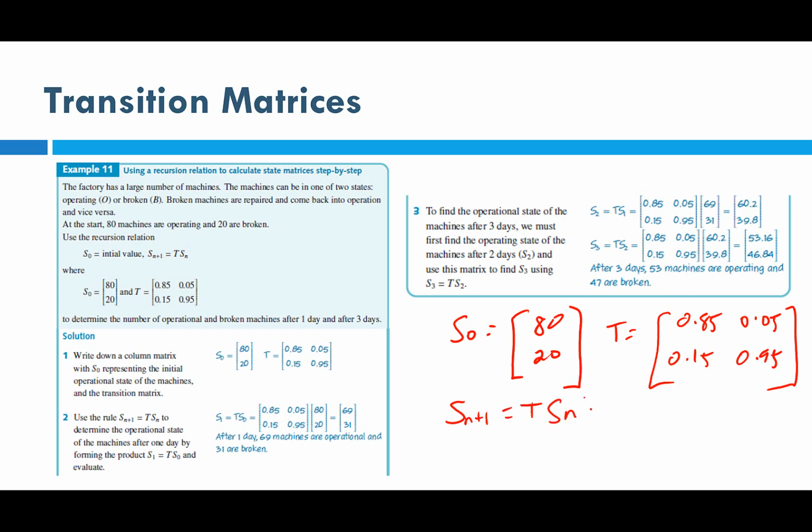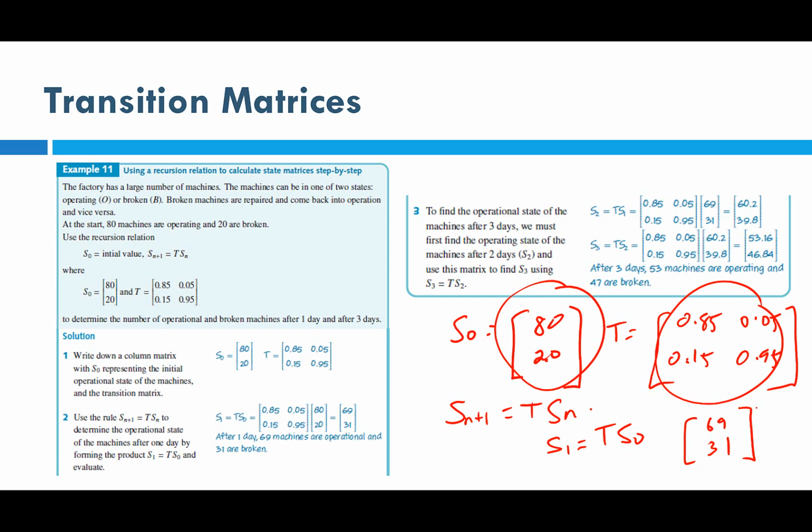So now it says determine the number of operational and broken machines after 1 day, after 2 days, after 3 days, whatever. Easy. Again, we start off with these two here, right? So if I had to find S of 1, it is going to equal T S of 0, which means this one multiplied by this one. Dump it into the calculator and you get your answer as being 69 and 31, operating and broken.